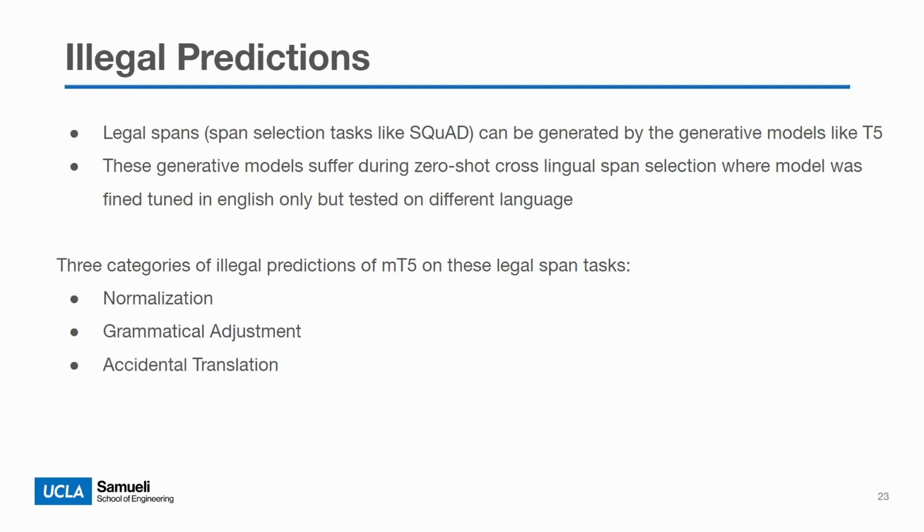But in the case of cross-lingual zero-shot span selection task, mT5 is not able to perform that well because it was fine-tuned on English, but it is being tested on other languages. So these illegal predictions can be categorized into three categories. The first one is normalization, the second one is grammatical adjustment, and the third one is accidental translation.